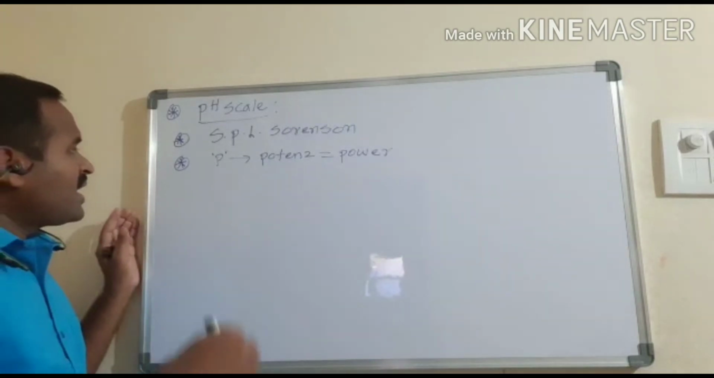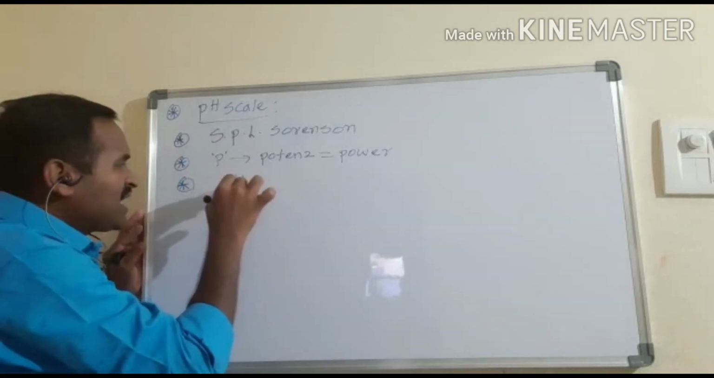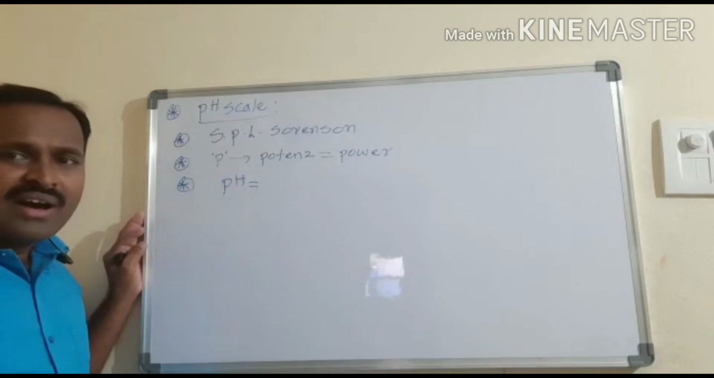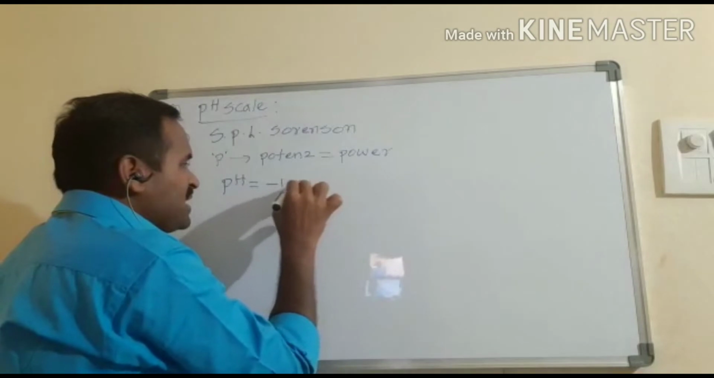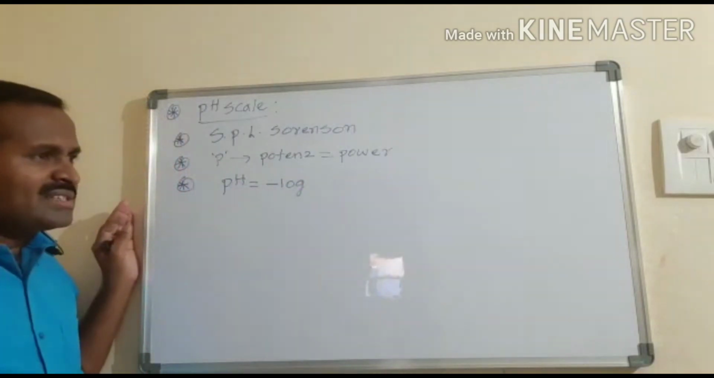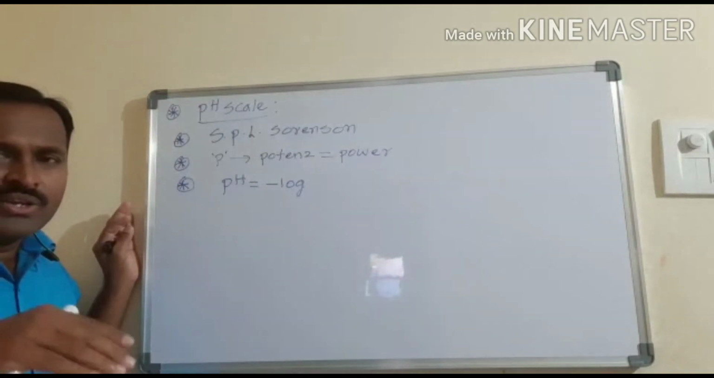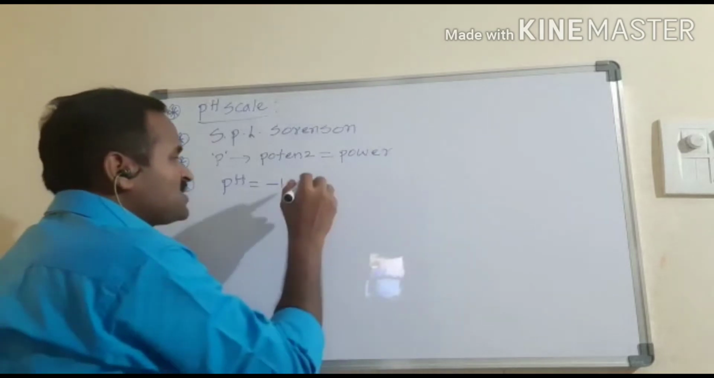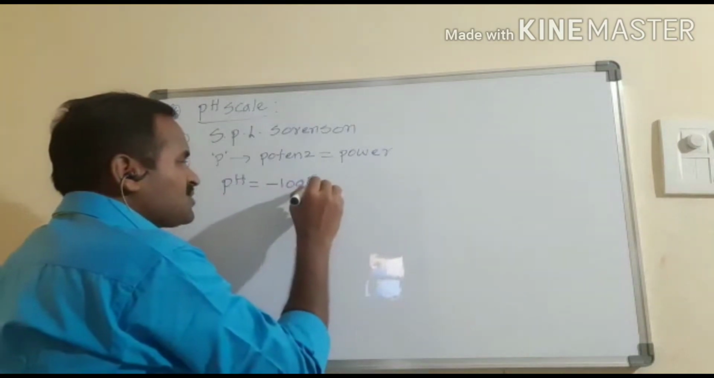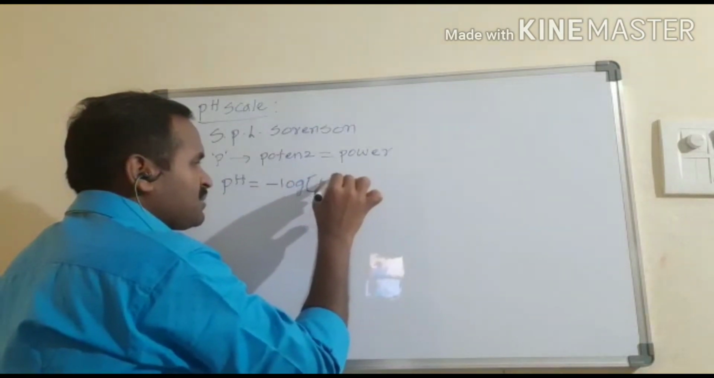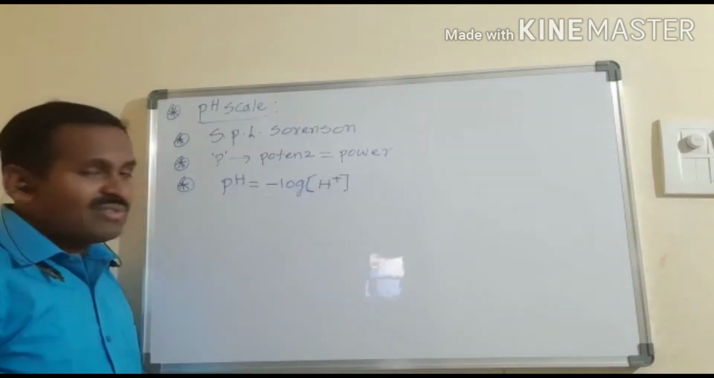Now, pH can be defined as the negative logarithm of H plus ion concentration, or hydronium ion concentration. Mathematically, we can write pH is equal to minus log of H plus ion concentration. We will write it down here.